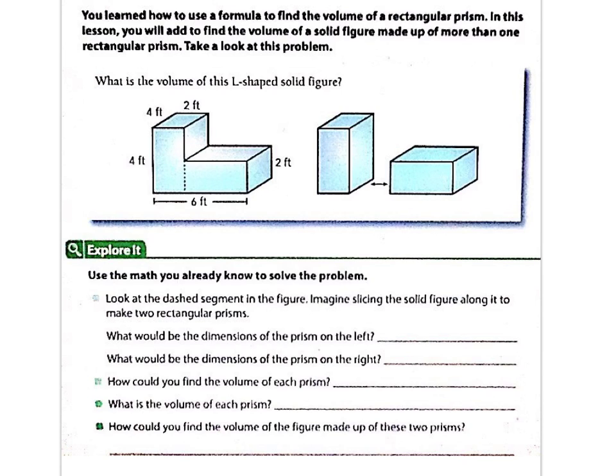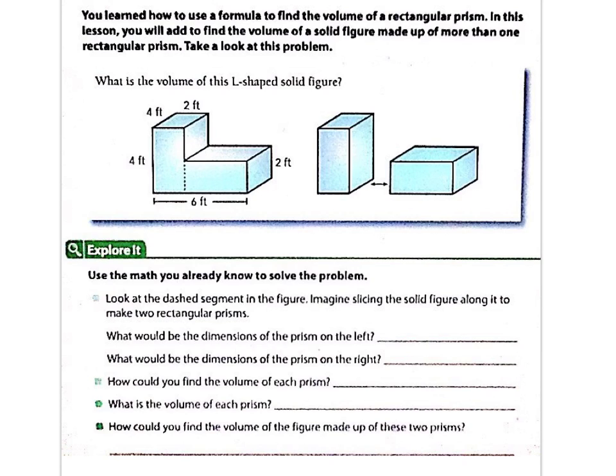So we've already learned how to use a formula to find the volume of a rectangular prism. This lesson, we're going to learn how to add to find the volume of a solid figure made up of more than one rectangular prism. So if you take a look at this L-shaped figure that we have here, you notice it's L-shaped, and you notice that it has two different parts. And what we're going to try to do in this lesson is figure out how you can divide figures into two different parts in order to make finding the volume easier.